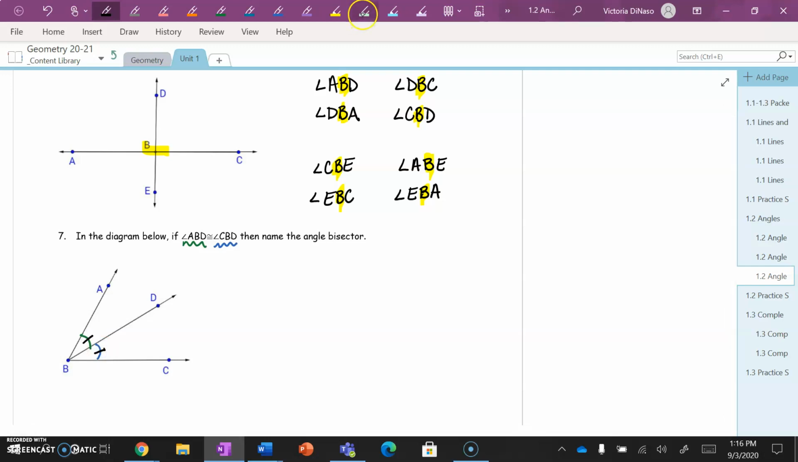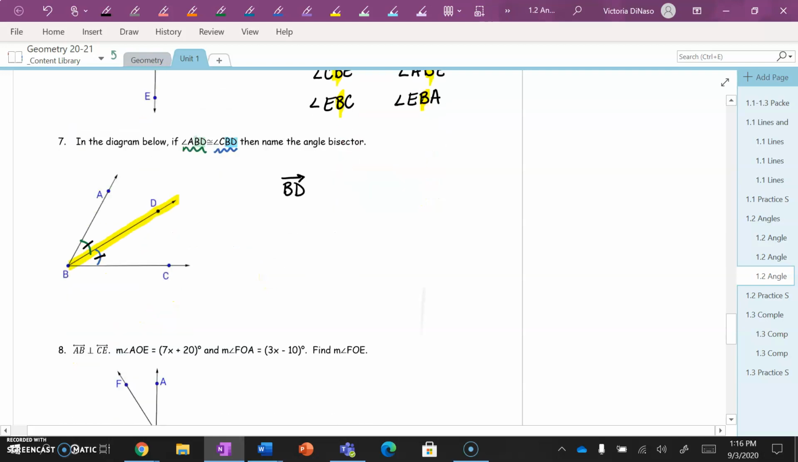So therefore, the angle bisector, the ray in this case, cutting the angle into two congruent parts, is this ray BD. And we can put the arrow over the D. If you notice, both of these angles listed have BD as part of the angles, and since these two overlap at BD, that's another way that we can show that BD is the ray or the angle bisector.